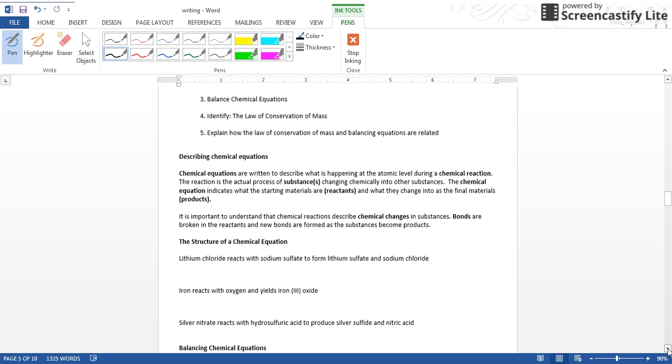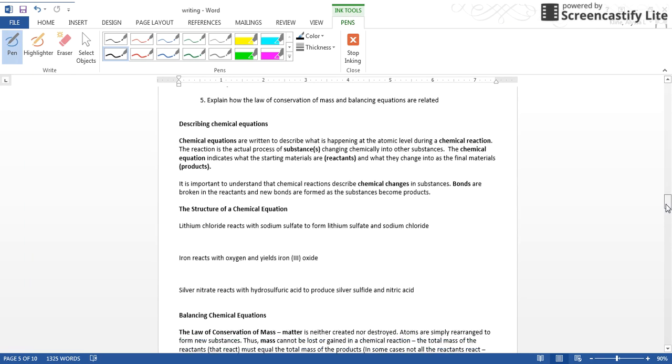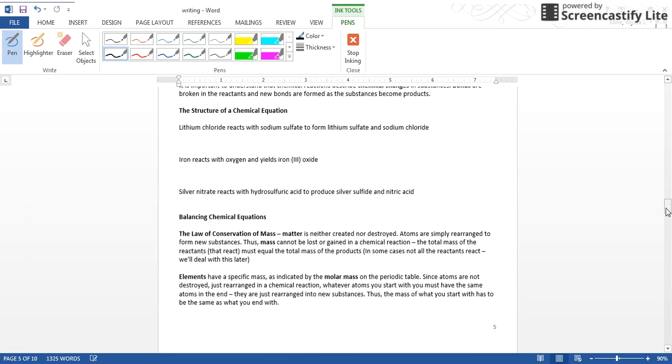We have substances on the left, which are going to be known as reactants, changing into something on the right, which is the final products, so-called the products of the reaction. So we're going to start dealing with writing these out, and then we're going to look back at and balance them.